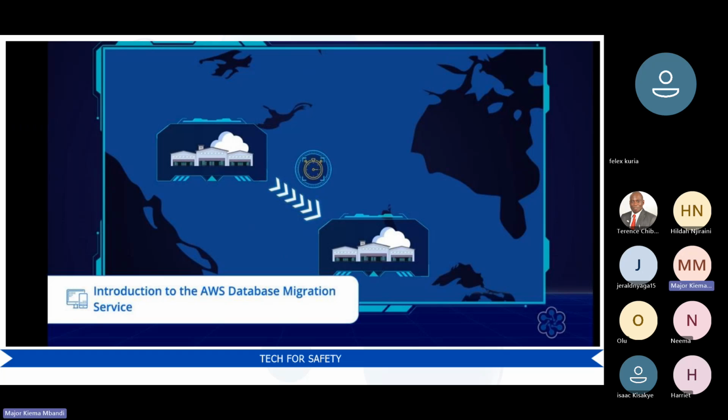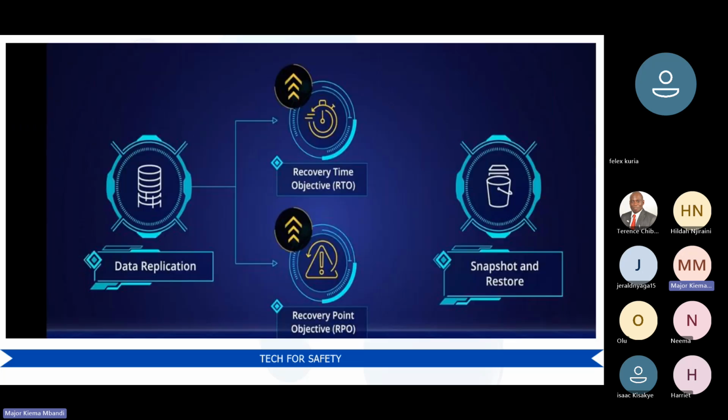And also you can make use of things like AWS Database Migration Service. You can migrate your database from one region to another, and it is normally also used for data migration from on-premise to cloud. This diagram also shows data replication, whereby RTO and RPO, making use of snapshots, can be restored in case of an outage.